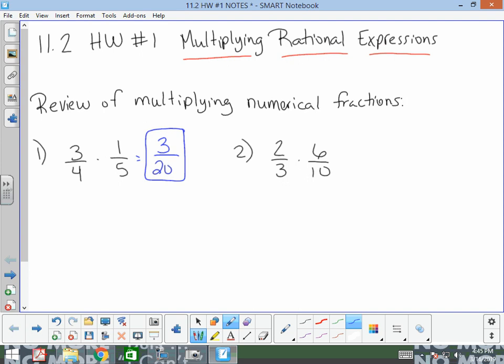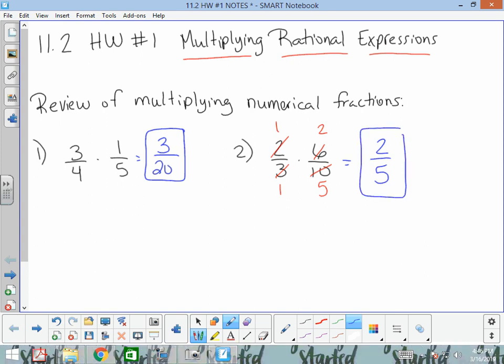Now, if the numerator of one fraction and the denominator of another fraction, or both numerator and denominator, can reduce, we're going to reduce. We call this simplifying, or you've also heard it called cross-reducing. So we're going to simplify or cross-reduce first. 2 goes into 2 once, 2 goes into 10 5 times, and then the 3 and the 6 will both divide by 3. Now that we've simplified or cross-reduced, we can multiply the numerators and multiply the denominators. So that's just a little review of multiplying numerical fractions.